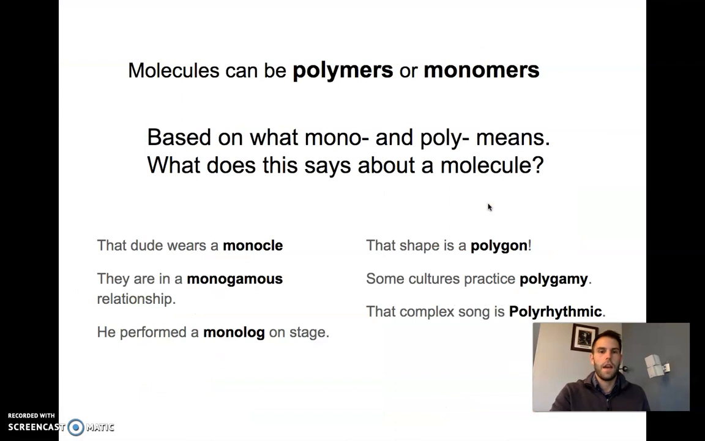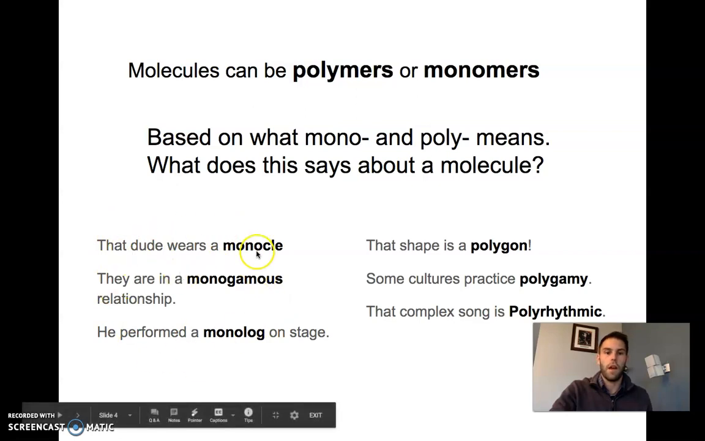All right. Now, all biomolecules can be either polymers or monomers. And so I want you to access your background information based on what mono means and what poly means. What does this say about the molecule if I have a polymer molecule or a monomer molecule? Right. So here are some examples of how the word mono is used as a prefix and then how poly is used as a prefix.